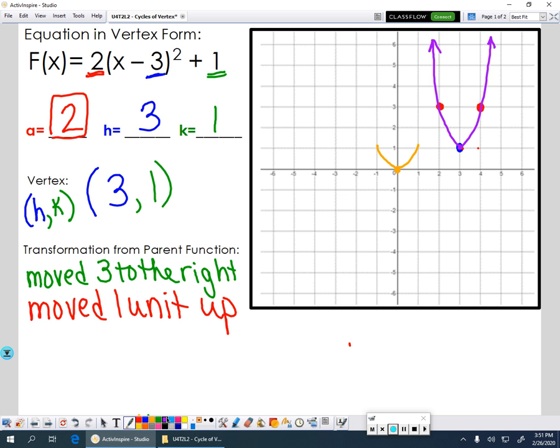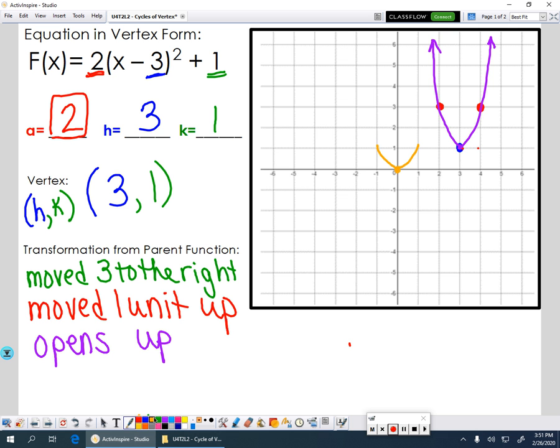The other 2 transformations we look at have to do with that a value. The a value tells us whether our parabola opens up or down, based on whether that a value is positive or negative. Our a value is positive, so we're going to say this parabola opens up. Now, that's not actually a change from our parent function, but it is a piece of information we want to talk about. And then the last thing we want to look at is compared to our parent function, was this parabola either stretched or compressed? Is it skinnier or wider than what we started with?